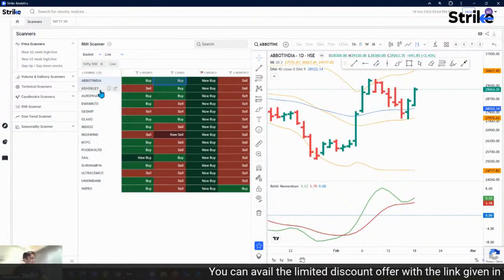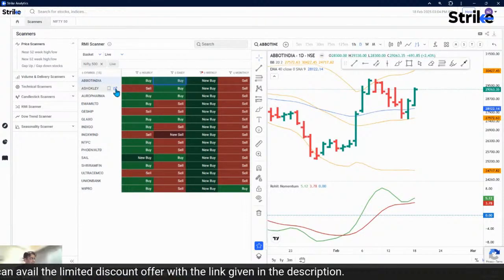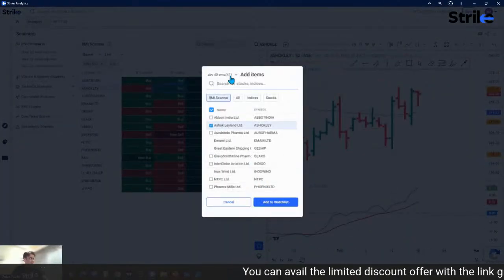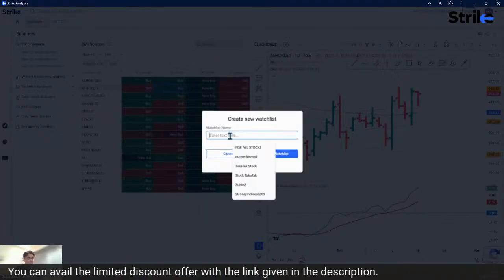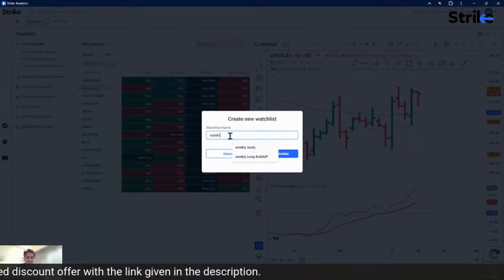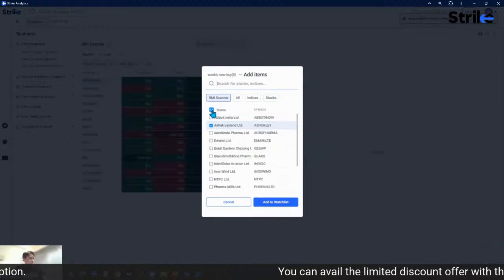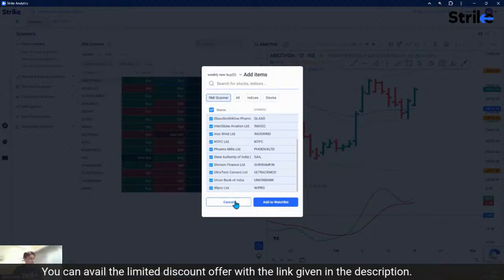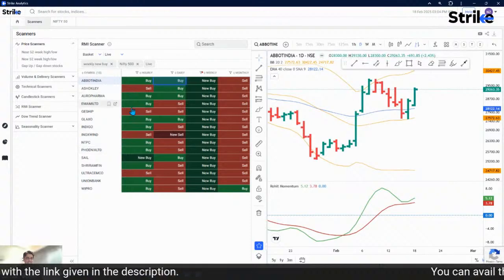You click on any of the stocks, and there are two buttons you can see. This is a watch list button, and this is a pop out button. All right, click on the watch list button, the first one. Say create watch list. You want to create a new one. You come here, say create, give a name, say weekly new buy, say create, and now you click on the name once and click one more time so that all the stocks are selected, and then say add to watch list. So a weekly new buy watch list has been created.